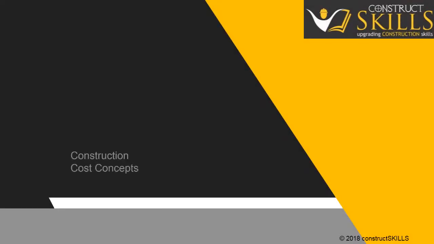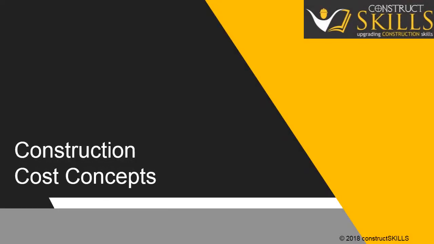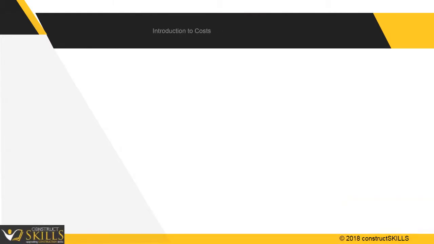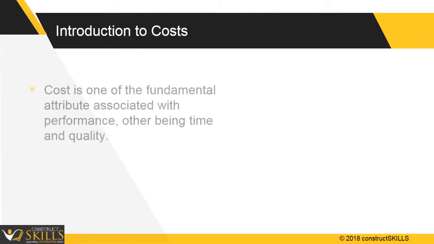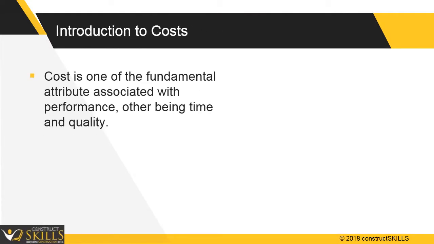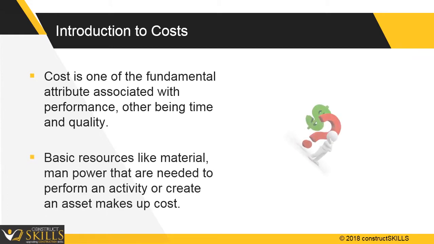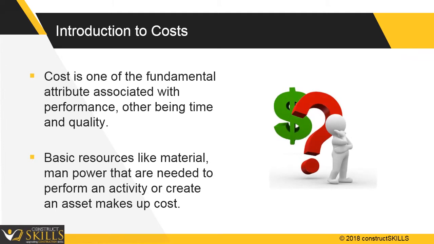In this unit we will understand different costs related to construction. Introduction to cost. Cost is one of the fundamental attributes associated with performance, the others being time and quality. Also, basic resources like material and manpower that are needed to perform an activity or create an asset make up cost.